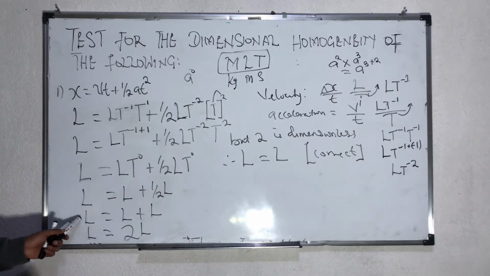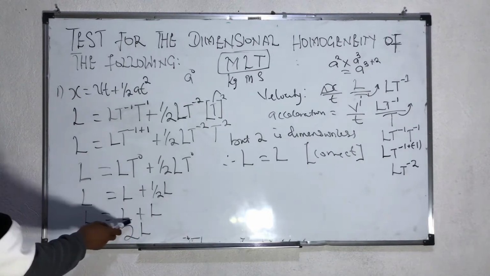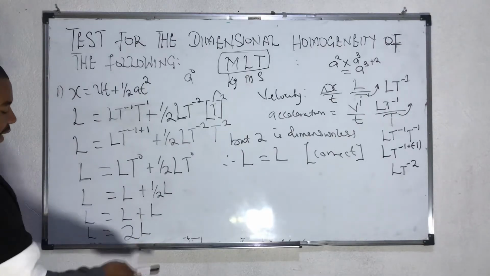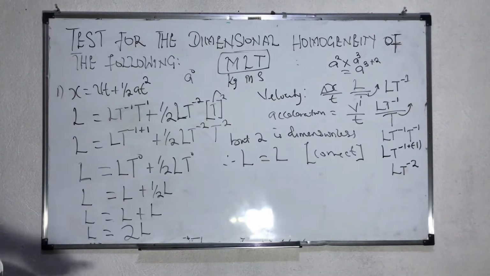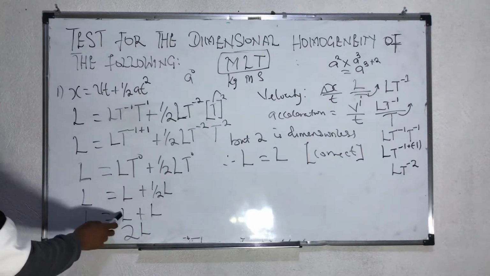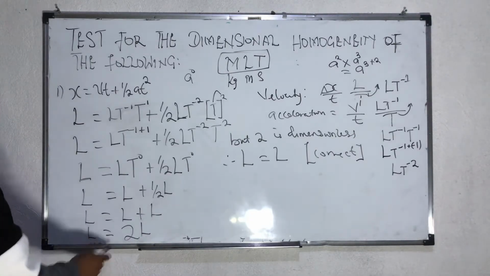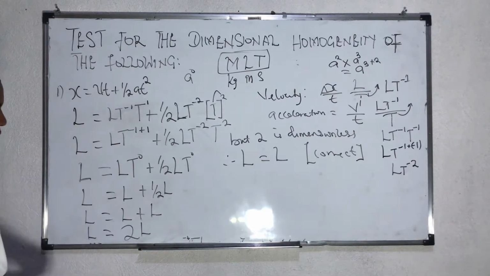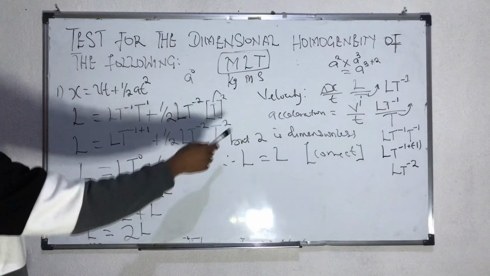For here we have on the left L, and on the right we have L plus L, which are like terms, just like when you have x plus x, it will give you 2x. In this case, we have L plus L, which simplifies to 2L. Because 2 is dimensionless, we cannot find the dimension. Therefore, we throw it away and say it is dimensionless.